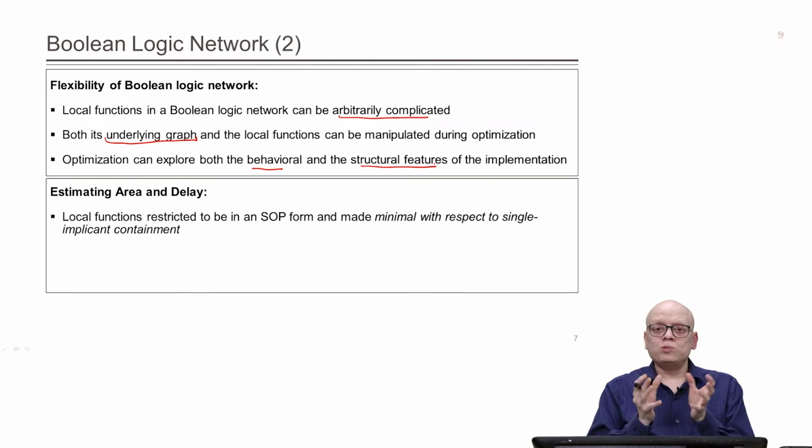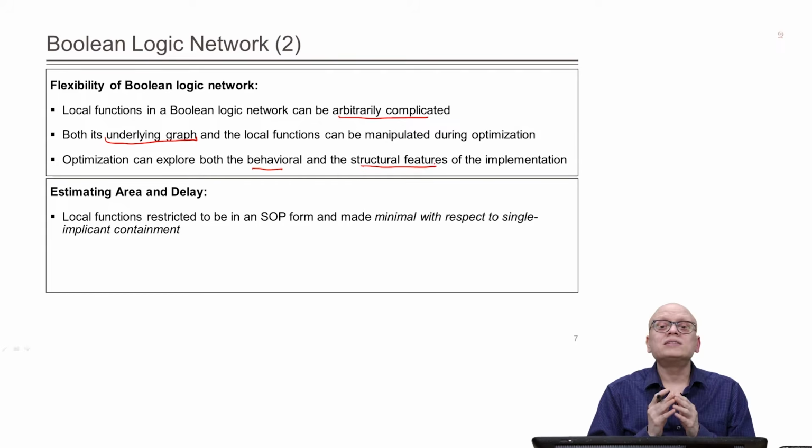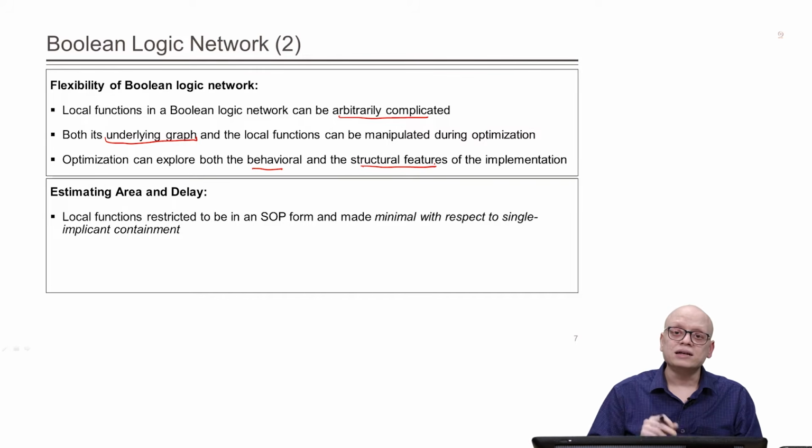Now, given a Boolean logic network, how do we estimate the area and delay? Whenever we do a transformation or optimization of a Boolean logic network, we need to measure the area and the delay of the representation, whether we are improving, degrading, or whatever we are doing. We have to measure it.